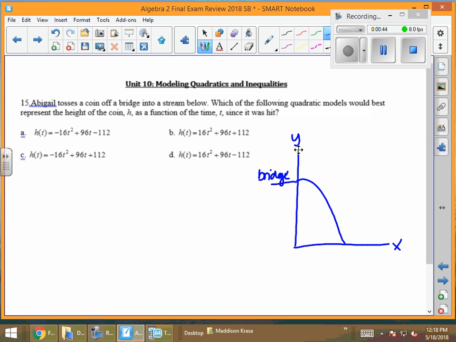So our leading coefficient for our equation is going to be negative. And we know that because the general nature of this graph is that it points down. Right? If we were to extend this, it would point down like that. The quadratic would look like it's pointing down. So we can automatically cross off B and D because they don't have a negative leading coefficient.